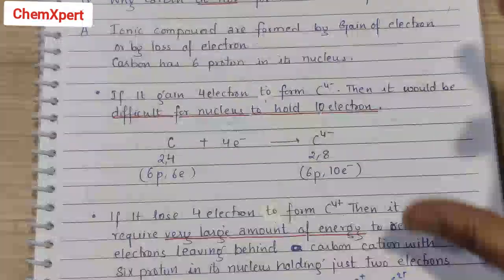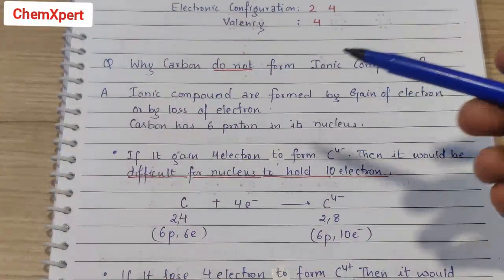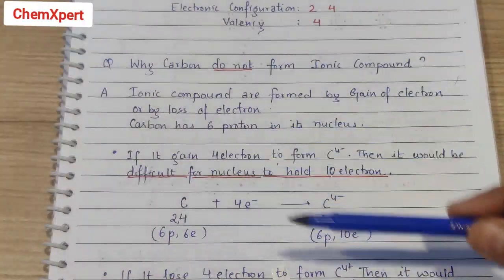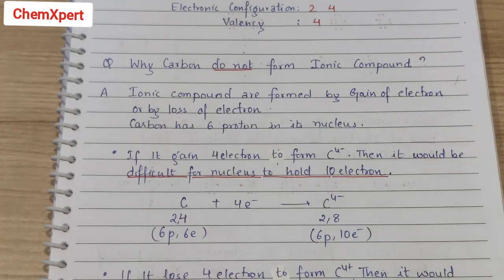So this is almost a 3 marks answer. You have to write this part here. While writing this answer, you must write these reasons. First point, it cannot lose 4 electrons, and in the same way it cannot gain 4 electrons here.